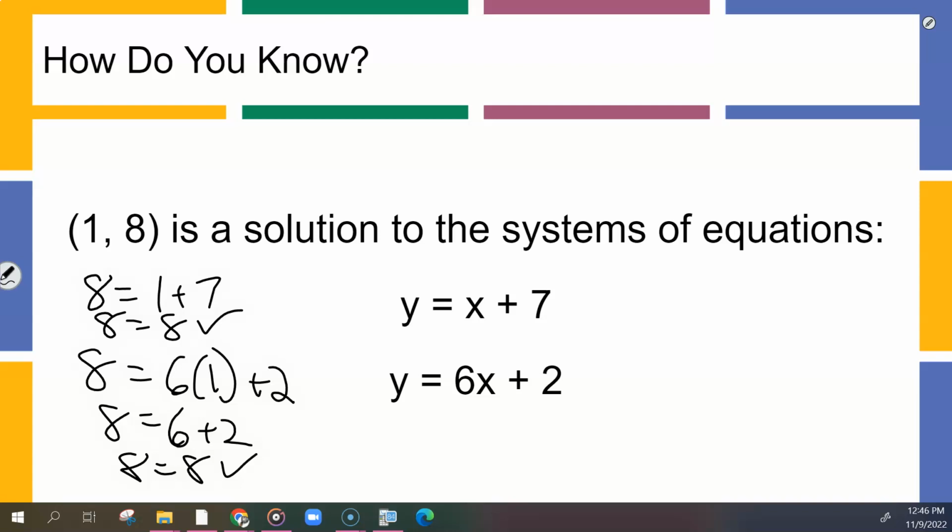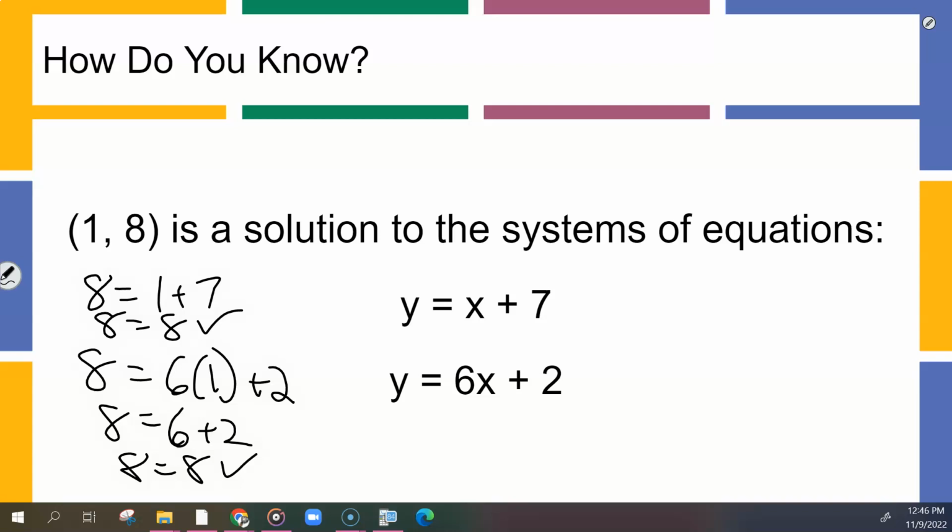Who else thought that same thought process or to do it that way? Great minds think alike. There were 2 other ways you could have figured this out. One used our substitution method from last class because these both have a y equals. Set these 2 equations equal to each other, solve, and see if we get the same thing. That'd probably be more to do than this.